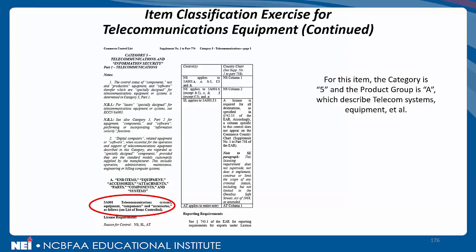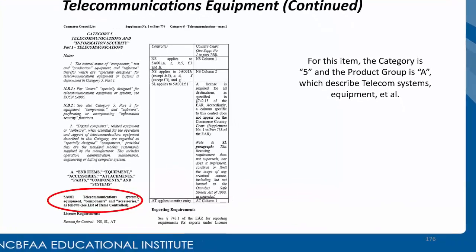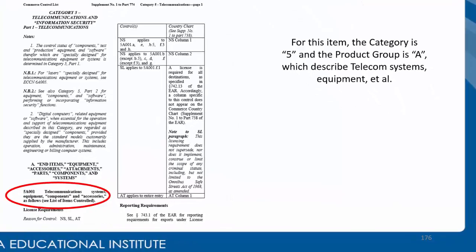Let's do just that. We mentioned a moment ago, when we showed the BIS landing page of the categories, that if we clicked on Category 5, it would take us right there. You do that, and this is what's going to appear. We want to be able to read through the various information, the notes and such. We won't go into too much detail on that. We're most interested in 5A001, or right above that, where it describes end items, equipment, accessories, attachments, parts, components, and systems.